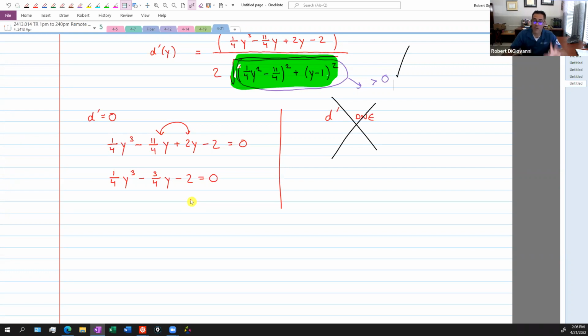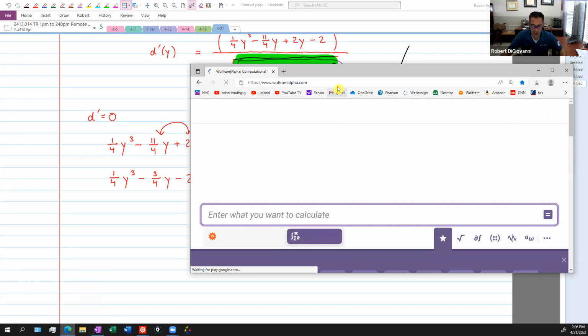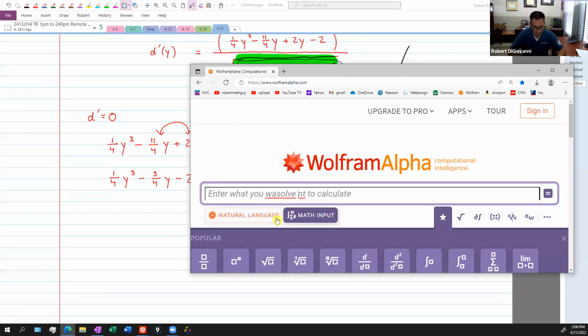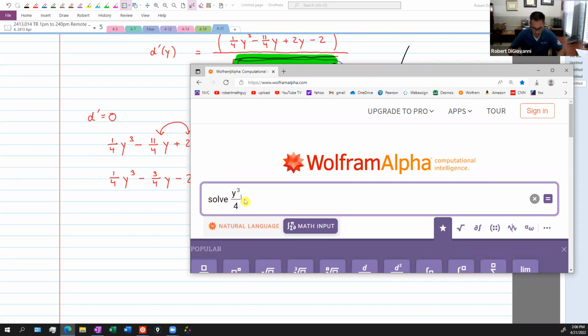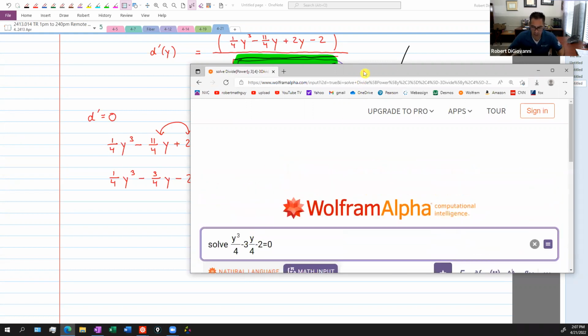Okay, let me first go solve the equation. What I'm going to do is solve this equation by going to Wolfram. I'm going to type this in here. Solve... Why are you doing that, man? Okay, there we go. Solve y cubed over 4 minus 3y over 4 minus 2 equals 0. I think I typed that in right.